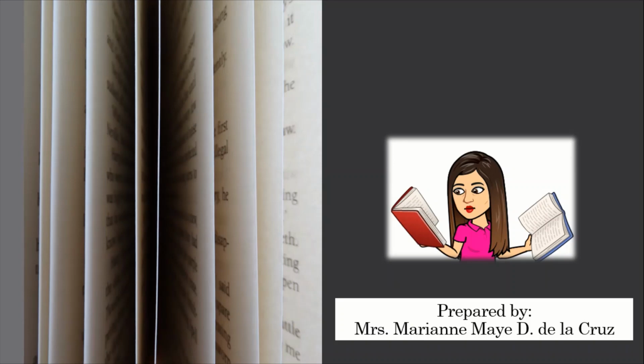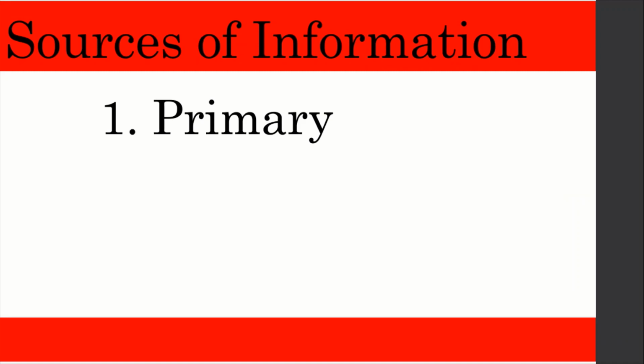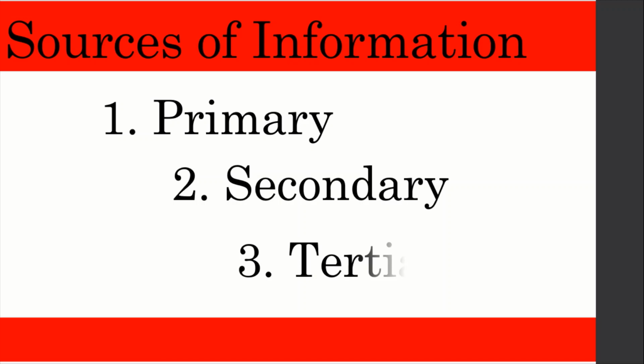Welcome to week 1. In today's video, we will talk about the various sources of information. There are various sources of information that you may use or consider when finding significant data. These sources may be classified as primary, secondary, and tertiary. The context of information present in a source is helpful in classifying information. Now, let us discuss each of these sources.